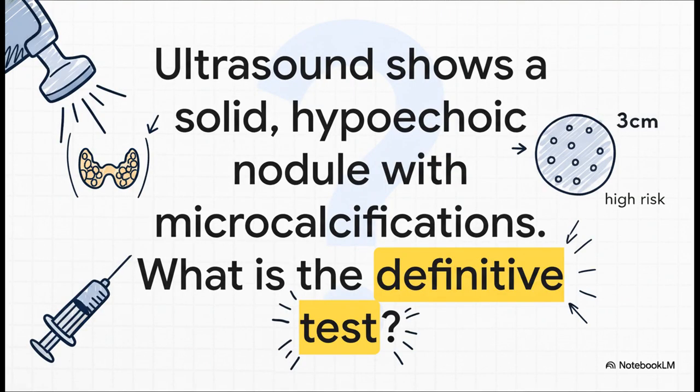Right. The ultrasound report comes back. It describes exactly what you were looking for, a 3-centimeter solid hypoechoic nodule. And it has microcalcifications. These are high-risk features. So what's the definitive diagnostic test you need to do now?